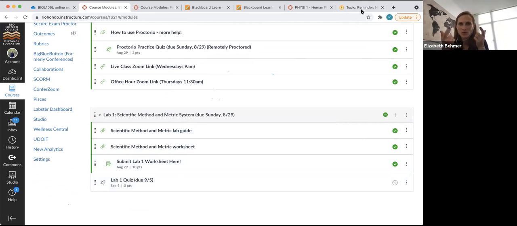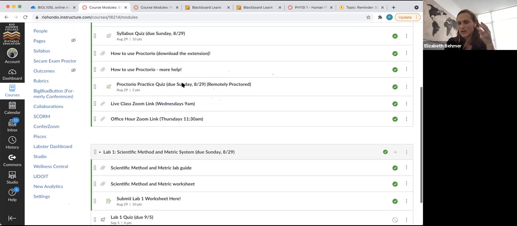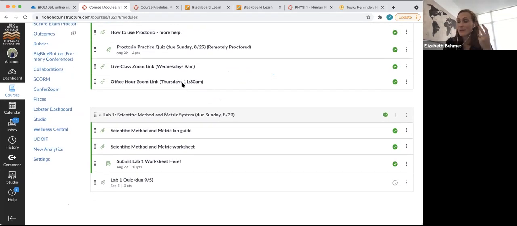So in your mind, if you think about this week, on Sunday night you have the Lab One worksheet to do and the Proctorio practice quiz and the syllabus quiz due. The following week, you'll have the Lab 2 worksheet due on a Sunday night, which will be September 5th. And then you'll have this Lab 1 quiz due. So each week you'll have the worksheet for that lab week due, as well as the quiz to take on the previous week's lab. So you'll have a quiz and a worksheet due every week, except the quiz will be for the last week's lab, if that makes sense.